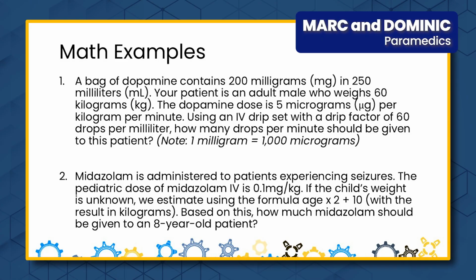Fairly simple. You have dopamine here. We have 200 milligrams in 250 cc's. We have to give 5 micrograms per kilo per minute to an adult male that weighs 60 kilos. And to do this, you need to use one of these here, where you have 60 drops per milliliter. So my question to you is, how many drops a minute must you give to this patient?